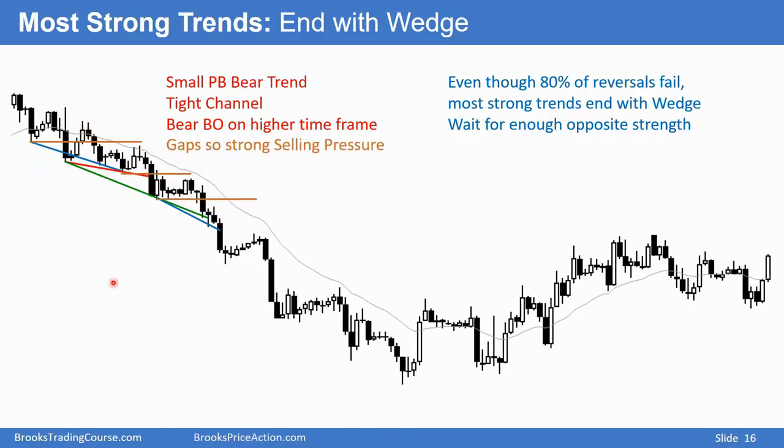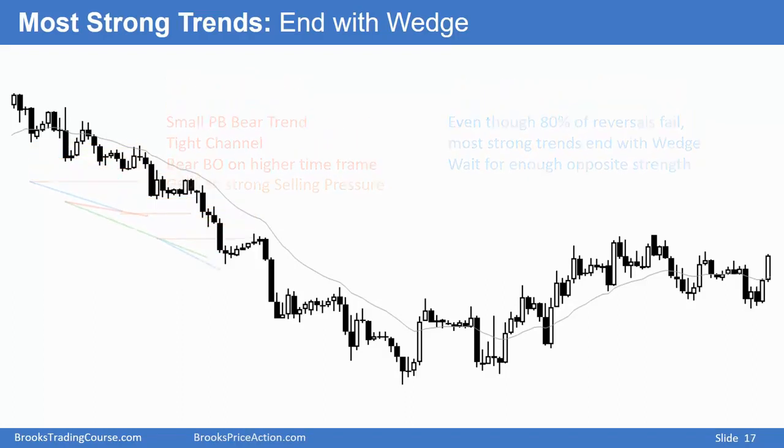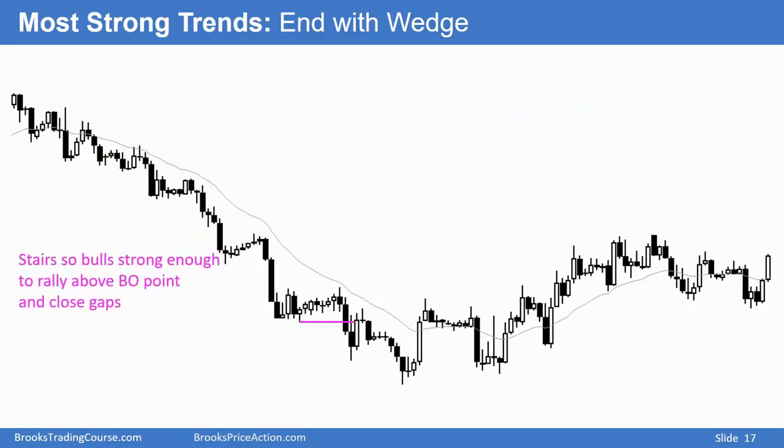Whenever you see a bear trend that lacks consecutive big bear trend bars, this lacks consecutive big bear trend bars, yet it's forming gaps. Instead of looking at it as a possible bear leg in a trading range, you have to be thinking that it could be a small pullback bear trend, and it could last a long time. Do not look to buy reversals. Now we're starting to get stairs. We have a big bear breakout, and we broke below this low, but it pulled back above that low. The gaps are closing.